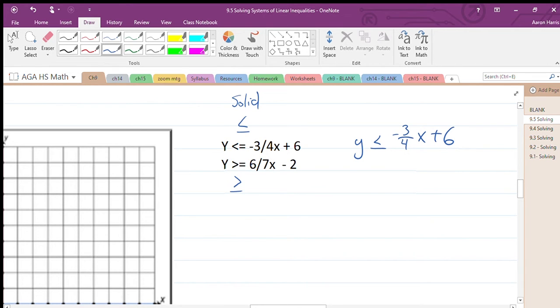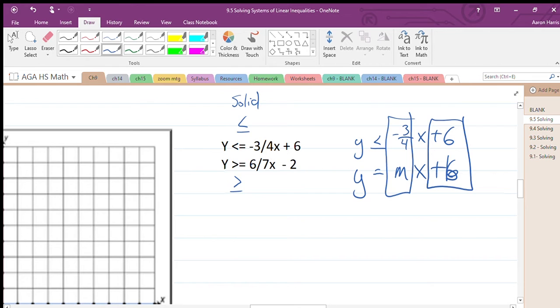Do I have to do anything to it? Nope. Because it's already in what format? Slope intercept form. Okay. So my b is equal to 6. My slope is what? Negative 3 over 4. So my y-intercept is what? 0, 6. My slope is what? Negative 3 over 4. So go down 3 and to the right 4.